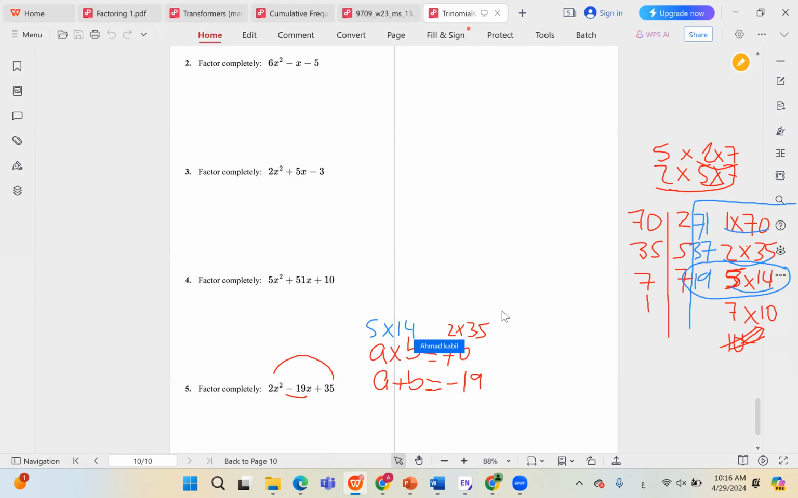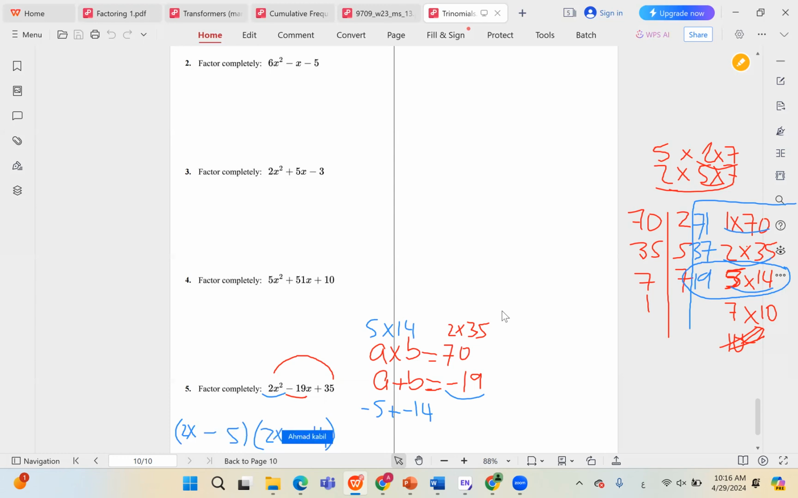And here we want to add the two numbers to get a negative 19. So the only way that happens is if both of them are negative. Negative 5 plus negative 14. So if we add negative 5 and negative 14, we get negative 19. So we have two brackets here, one with negative 5 and one with negative 14. And we put this number, like we said before, but without the power 2.